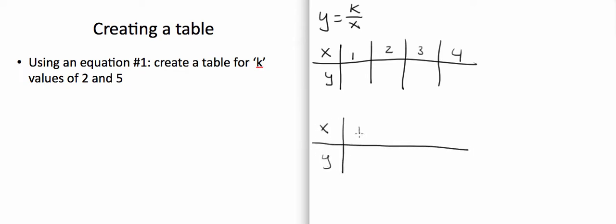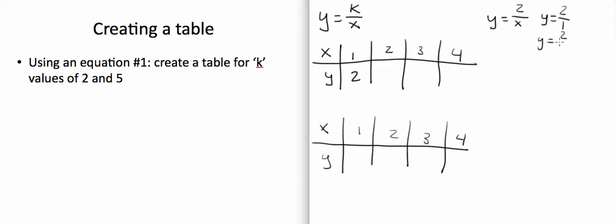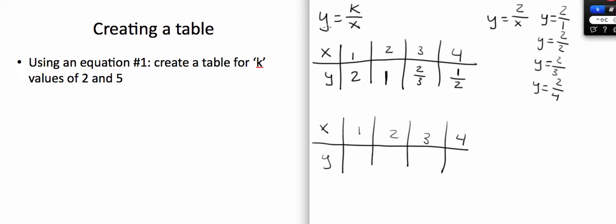So let me get this table finished. A value of 2 goes in for k. That means our new equation is going to look like this: y equals 2 over x. We know our x values, so we're going to put those in for x. This first x value, we've got 2 over 1. 2 divided by 1 is 2. We've got y is equal to 2 divided by 2. We know that is 1. Y equals 2 over 3. That's 2/3. And then y equals 2 over 4, we can reduce that to 1/2. So when the x values go up, the y values get smaller.